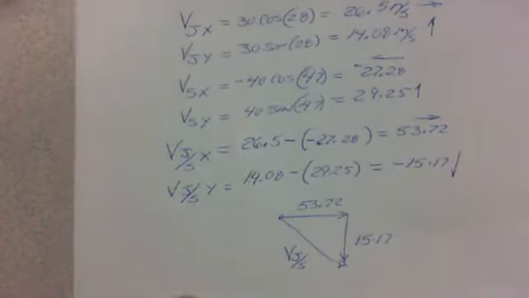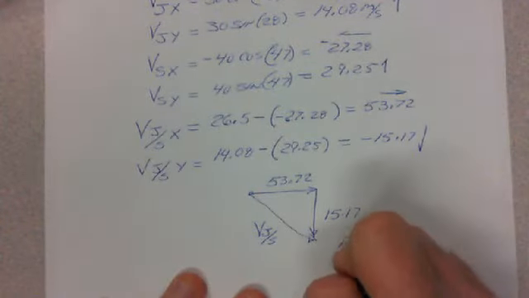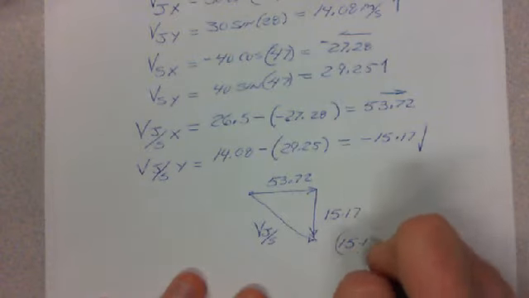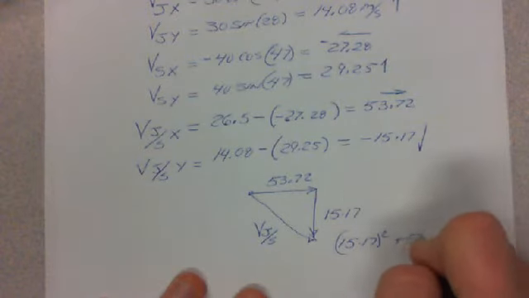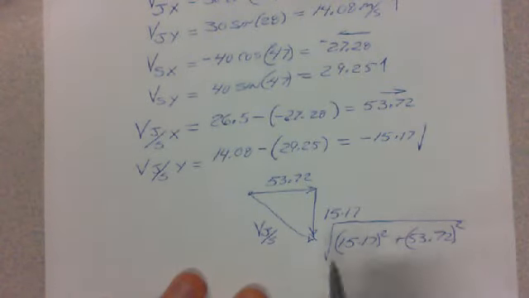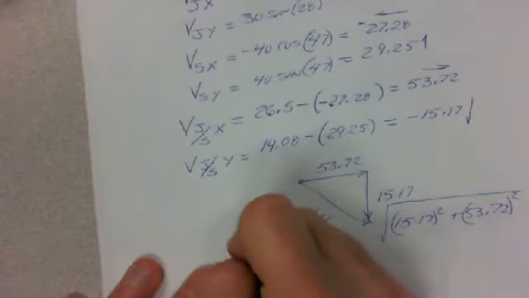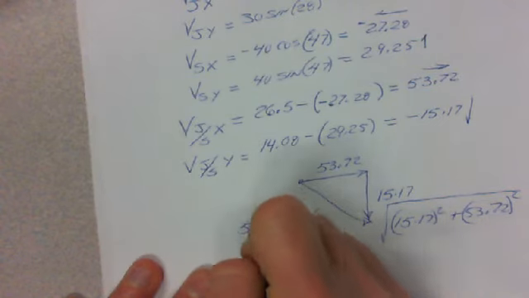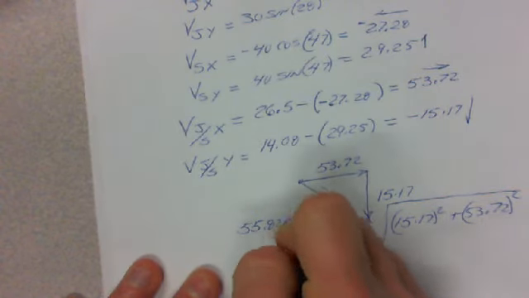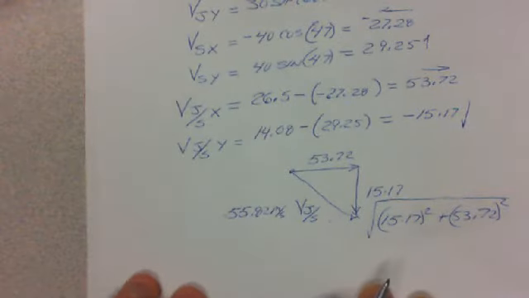That's our hypotenuse. So what we're going to do is Pythagorean theorem. We're going to do 15.17 squared plus 53.72 squared. We're going to take the square root of that. That's going to give me this velocity right here. When we run that, we will get a value of about 55.82. So 55.82 meters a second is the velocity of John with respect to Sarah.